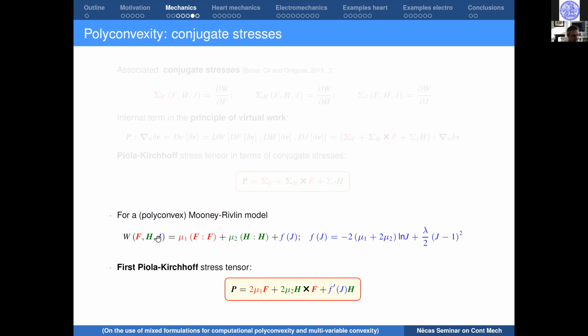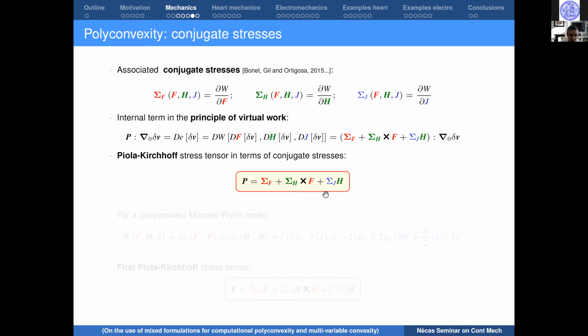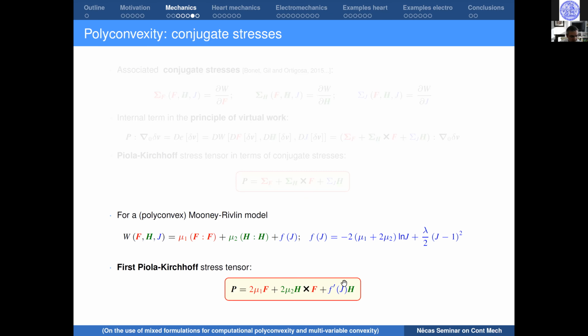So for instance, in the case of a classical Mooney-Rivlin model with a given volumetric energy function, what we notice is that when we compute Piola directly by application of this formula, we obtain something like this, which is very nice, very neat, and very simple to implement. And you can see how the various ingredients, the various maps feature within Piola. So the fiber map, the coupling between the area map and the fiber map, and the coupling between the volumetric map and the area map.